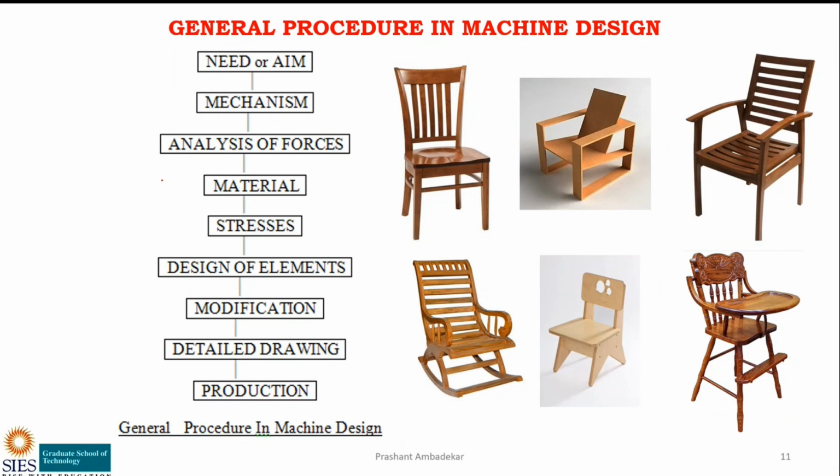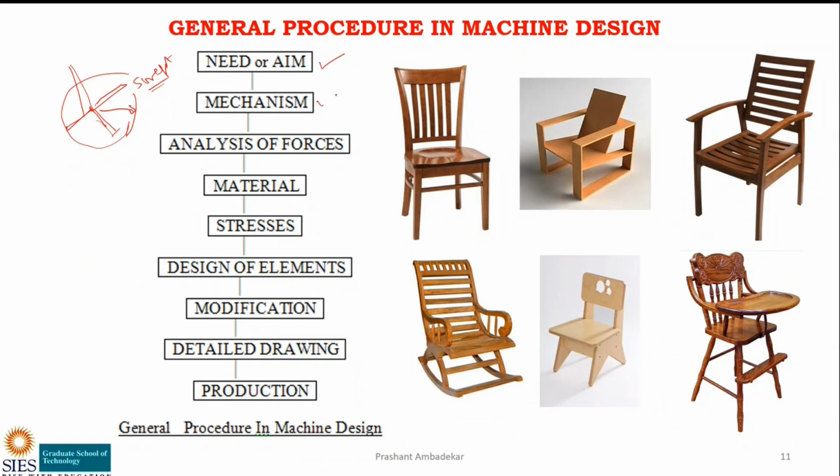Similarly, if it is a fan, then this is one blade, a second blade, a third blade. Why are we designing a fan? What should be the sweep of the fan? How much area should it cover? Based on that, we have to use different mechanisms in the product with different materials and all those things. So the first thing is you have to identify what is the need or aim.